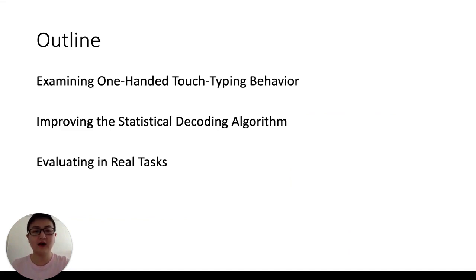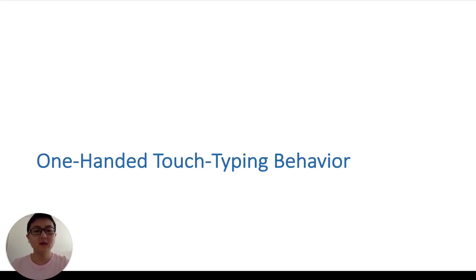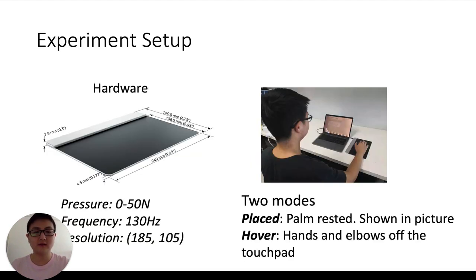Next, I will introduce our work in three aspects shown here: examining one-handed touch typing behavior, improving the statistical decoding algorithm, and finally evaluation. The first problem is how we model users' one-handed touch typing behavior. To explore this, we first carry out a user study. We use the Sensel Morph as the apparatus, as shown in the left picture. It can sense pressure ranging from 0 to 15 Newton, and reports a force image of dimension 185 by 105 with a frequency of 130 Hz. To retrieve the data, we connected it to a laptop computer.